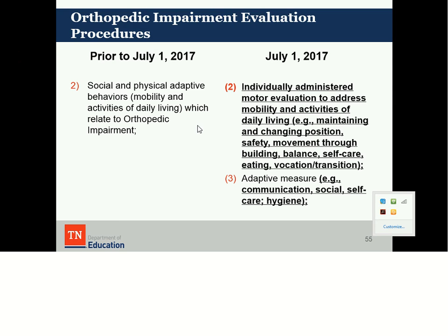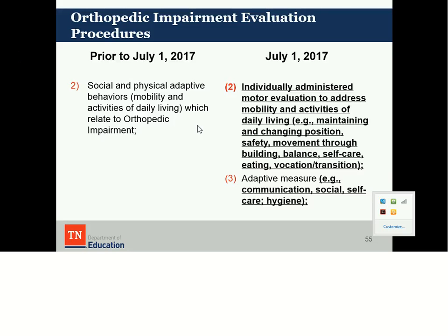Previously the definition did include social and physical adaptive behaviors related to orthopedic impairment, and that's just changed to an adaptive measure. Since we're already doing our physical motor evaluation, we want to make sure that we're also addressing adaptive behaviors, and that can be done by informal or formal means. We're looking at the various ways that the student's orthopedic impairment may impact their independent skills and functioning in their daily lives.